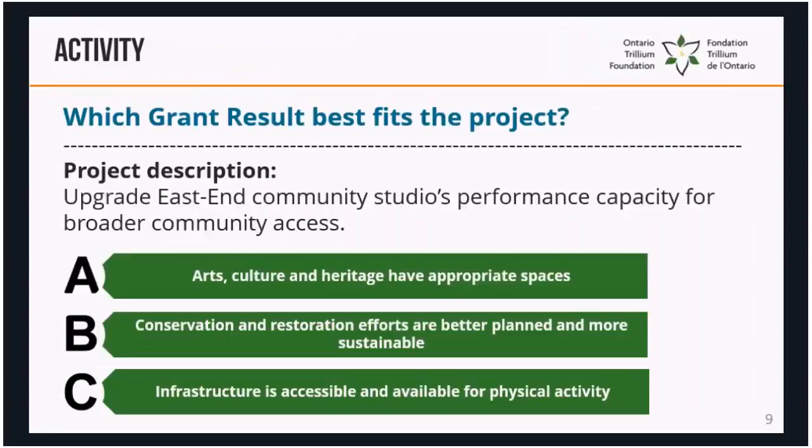So now we're going to do a little activity to put this knowledge into use. Which grant result best fits the project? The project description here is the upgrade of an East End Community Studios performance capacity for broader community access. Is the answer A, arts, culture, and heritage have appropriate spaces? Is it B, conservation and restoration efforts are better planned and more sustainable? Or is it C, infrastructure is accessible and available for physical activity?